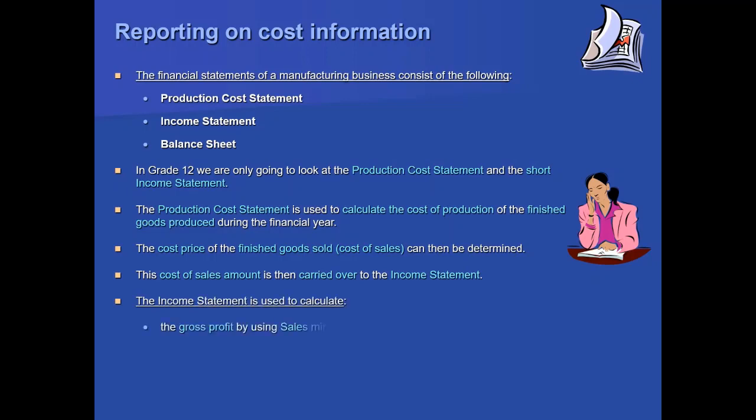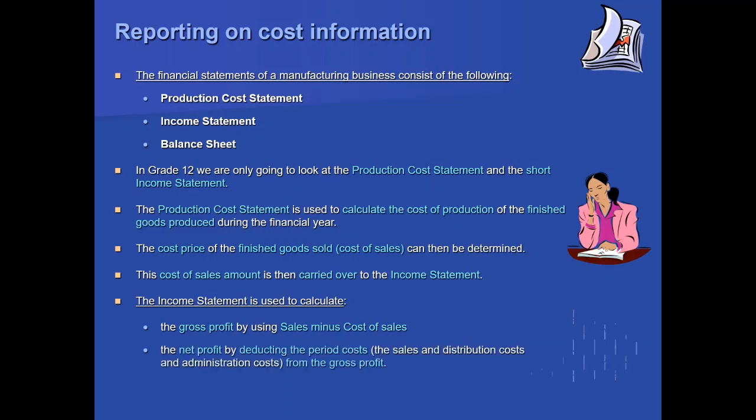The income statement is used to calculate the gross profit by using sales minus cost of sales, as we are used to. The net profit is then calculated by deducting the period costs. In this case, the sales and distribution costs and administration costs. So it's a bit different than non-manufacturing enterprises, where we subtracted all the various expenses to get to the gross profit. Here we will only subtract the sales and distribution costs and the administration costs.